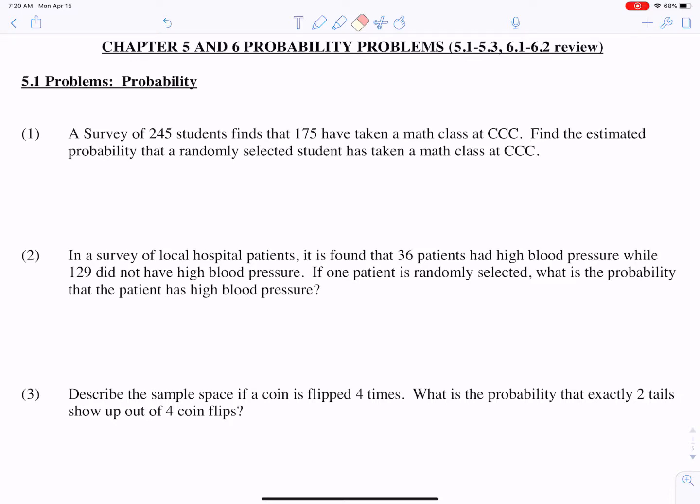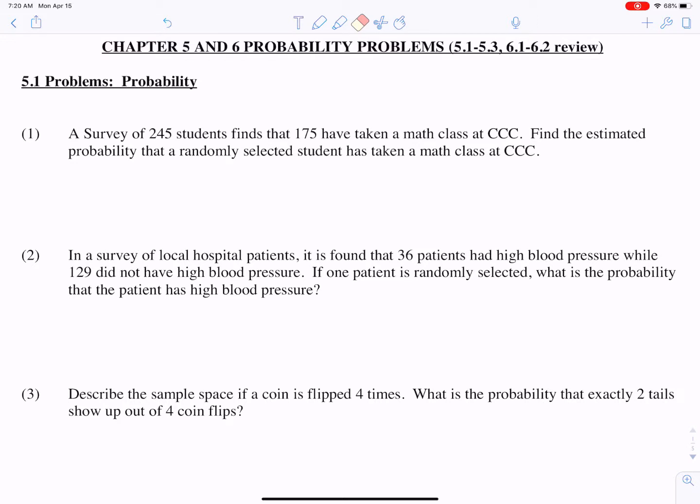Hi everyone. I just wanted to take a few minutes to review some of the content from Chapter 5 and Chapter 6. I'm going to break it up into several videos so you can watch the videos that you actually find useful. I'm going to start out with Section 5.1, which is basic probability.